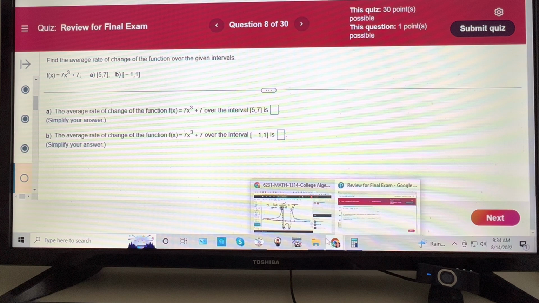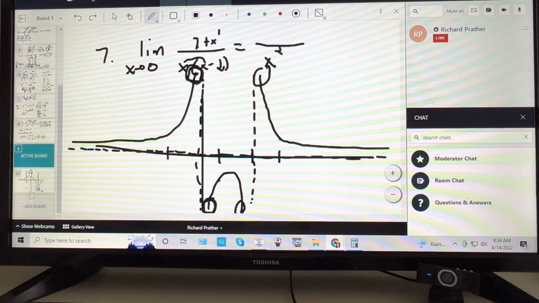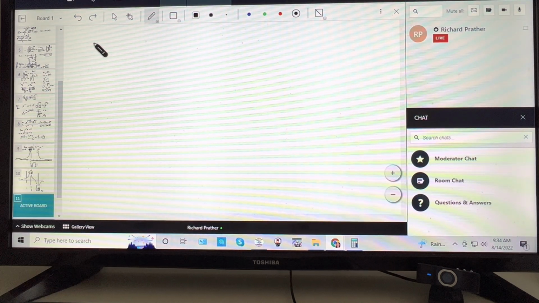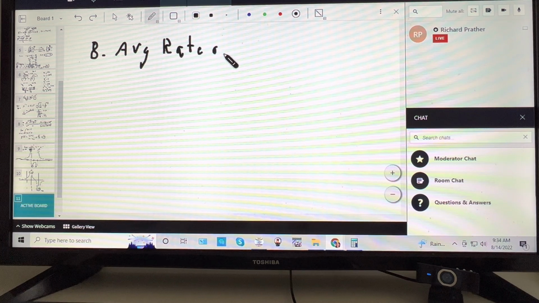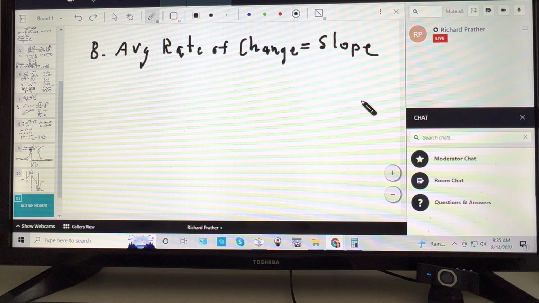Average rate of change. Average rate of change is starting to get you close to the idea of a derivative, but average rate of change is synonymous with slope. And it's really the slope of a secant line, not the slope of a tangent line. Slope of a tangent line is derivative. Slope of a secant line is just slope, like in algebra.